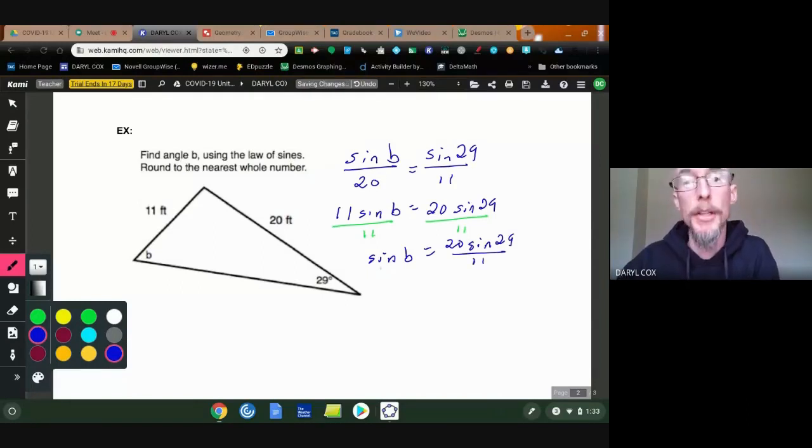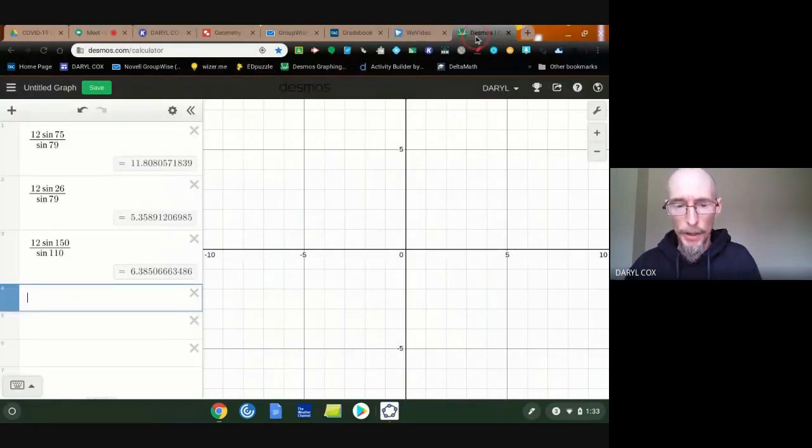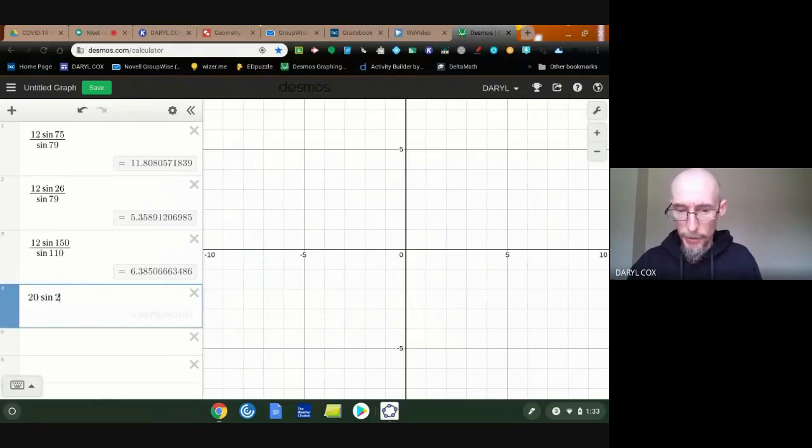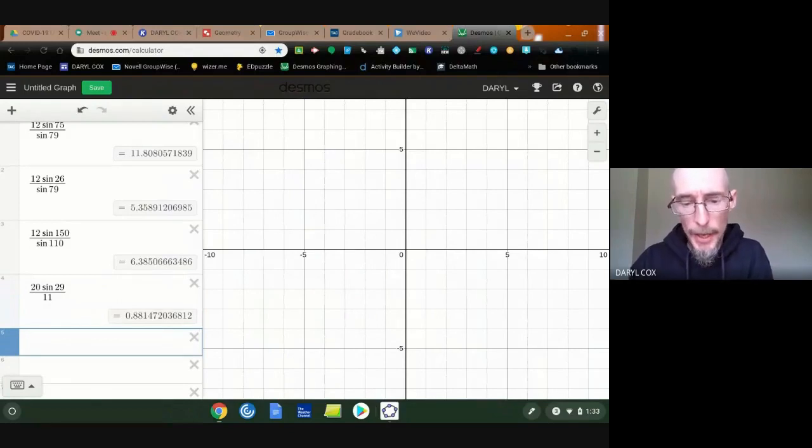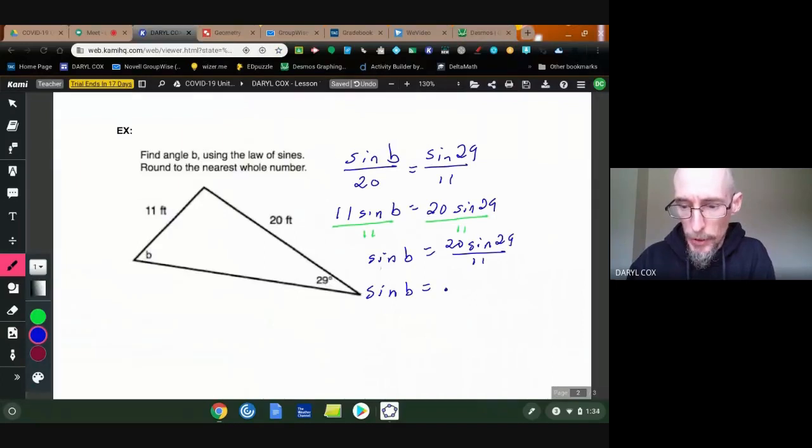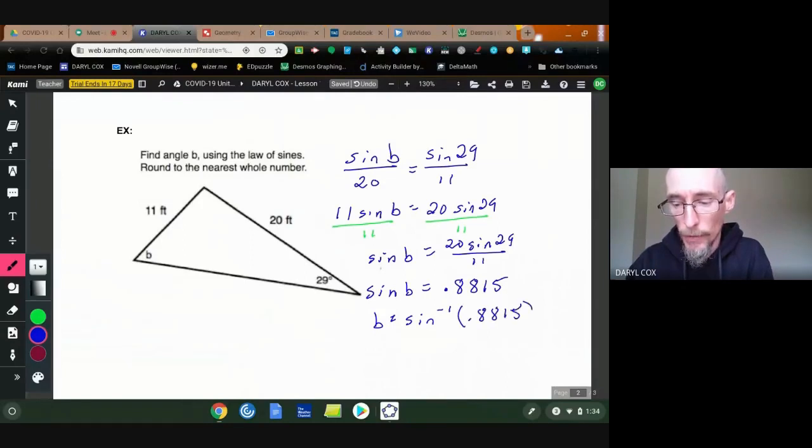Now I'm looking for an angle. Remember using that sine inverse? So I tell you what I'm going to do. I'm going to get a decimal equivalent of this fraction, 20 sine of 29 over 11. So 20 sine of 29 all over 11. So we're looking at 0.8815. And now I want to use my inverse.